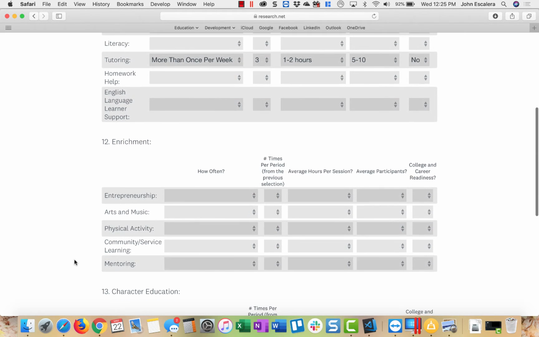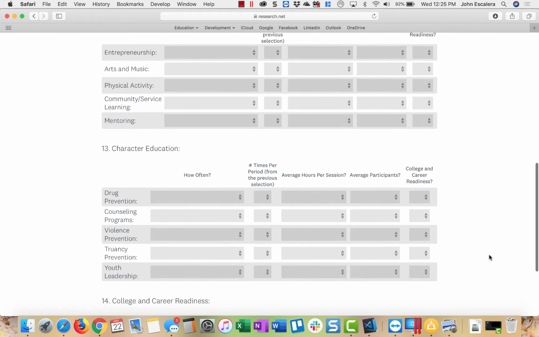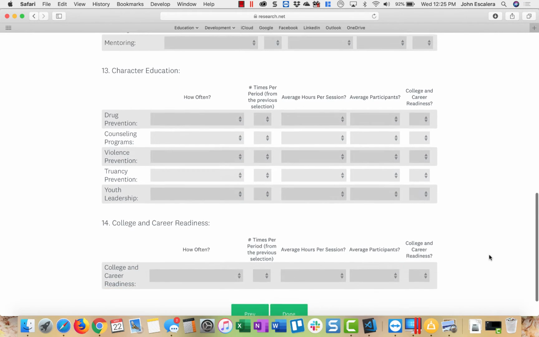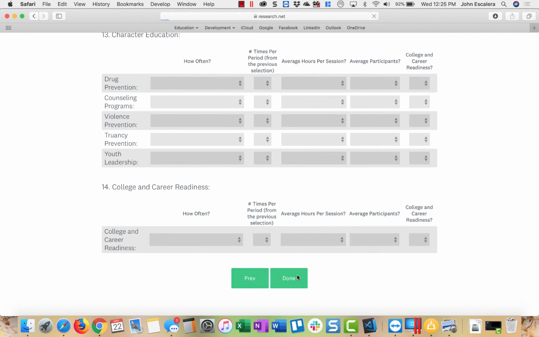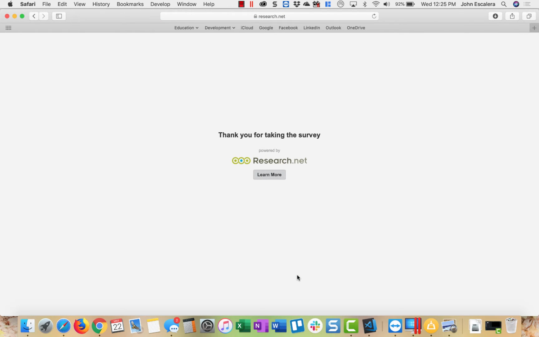You go down to enrichment, there's some categories there. You can fill them out if they apply. If not, you leave them blank, and so on. Once you're done, you click done. That gets sent to us, and we can fill out the APR and not have to bother you with it.